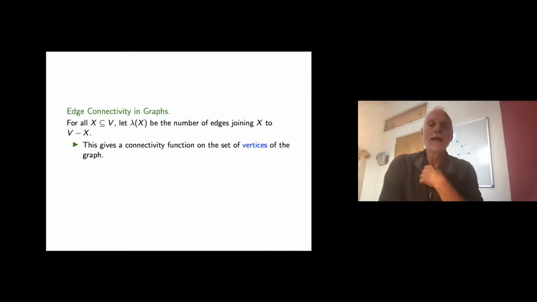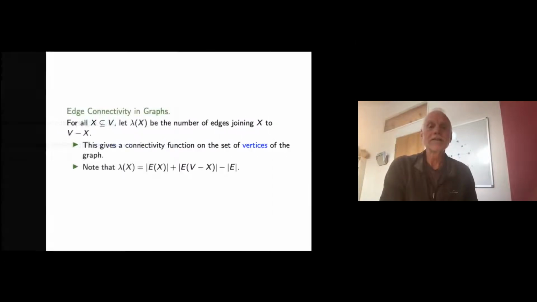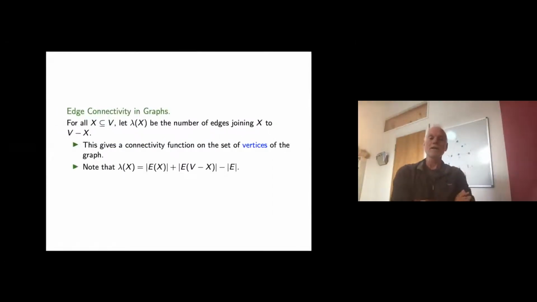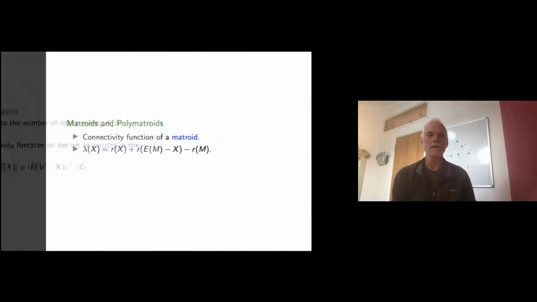We can do a similar thing. For a set of vertices X, lambda of X is the number of edges that meet that set of vertices plus the number of edges that meet the complement minus the total number of edges altogether. So there's another connectivity function that captures edge connectivity in graphs. So there are two interesting connectivity functions straight away.